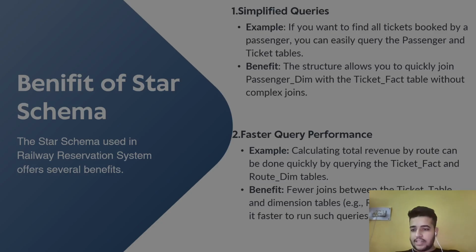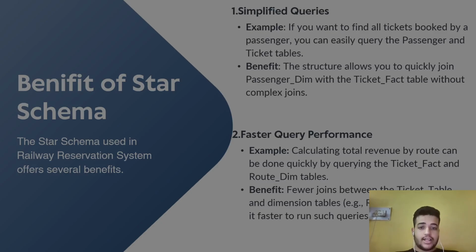The benefit of a star schema: the star schema is used in the railway system to offer several benefits. First of all is simplified queries. For example, if you want to find all tickets booked by a passenger, you can easily query the passenger and ticket tables. The structure allows you to quickly join the passenger dimension with the ticket fact table without complex joins.